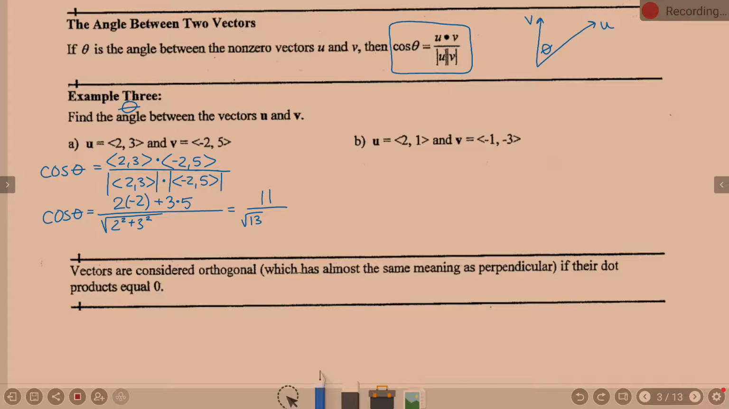Okay. Second one. How to do the absolute value of -2, 5? Same thing, right? We're doing that magnitude or length, so it's going to be square root of -2 squared plus 5 squared. -2 squared is 4. 5 squared is 25. 4 and 25 is 29. So square root of 29.